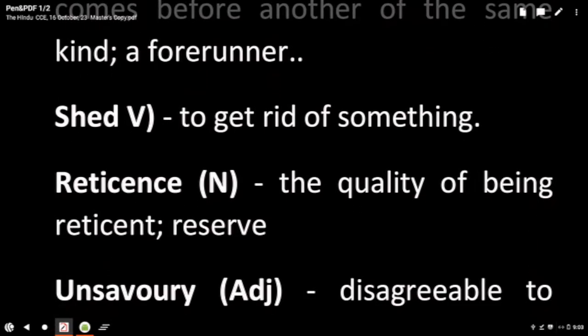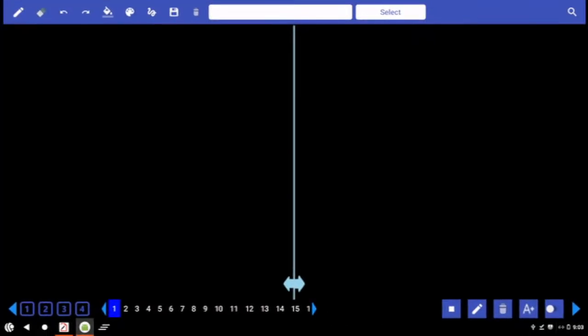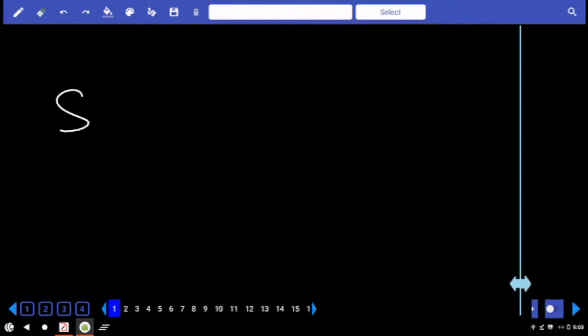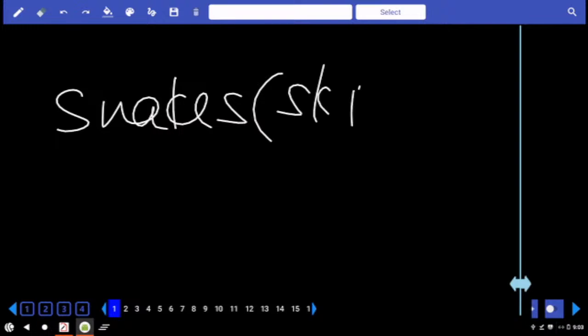Shed, usually a noun, but in this context, what is it? It is a verb. Shed means to get rid of. Please write the word. One combination, you could write snakes, brackets, skin. A lot of snakes, periodically they shed their skin. It goes with that context. It goes with people also.